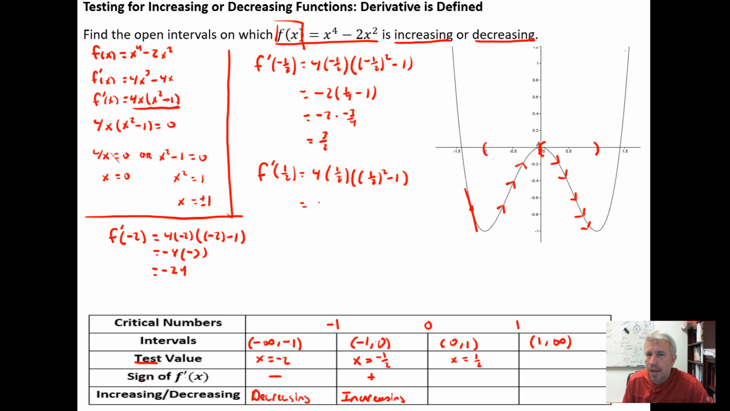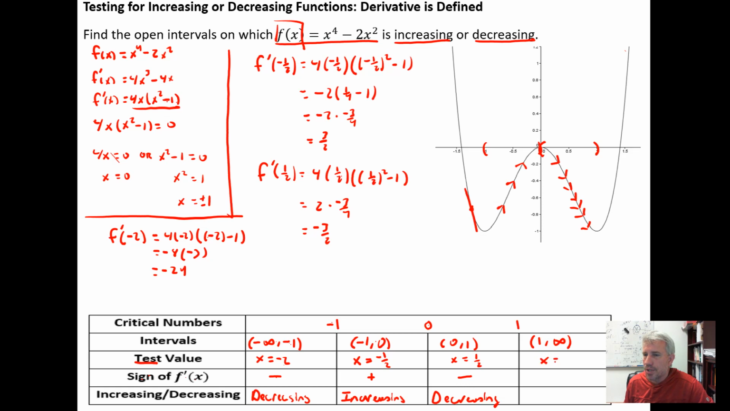I'm going to get 4 times 1/2 is 2, times 1/2 squared is a quarter. A quarter minus 1 is negative 3/4. So I get negative 3/2. So I see that my derivative is negative, which tells me my function is decreasing over the interval from 0 to 1. And then we just have one open interval left to test.